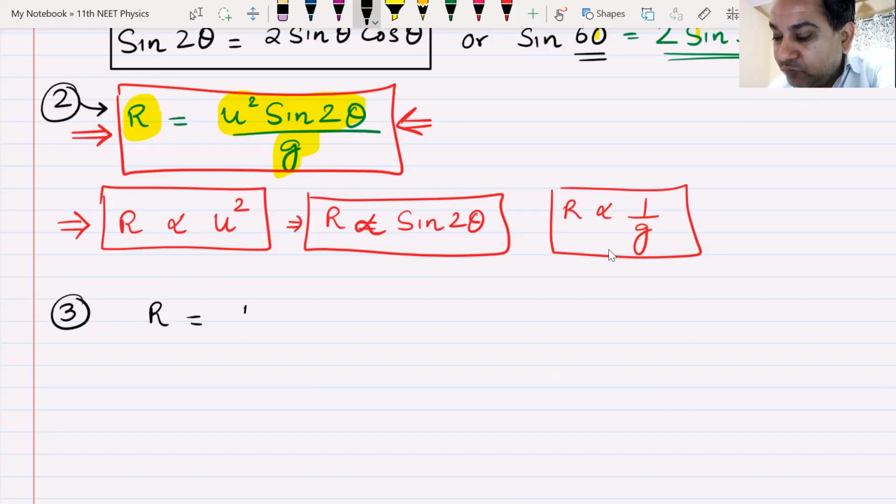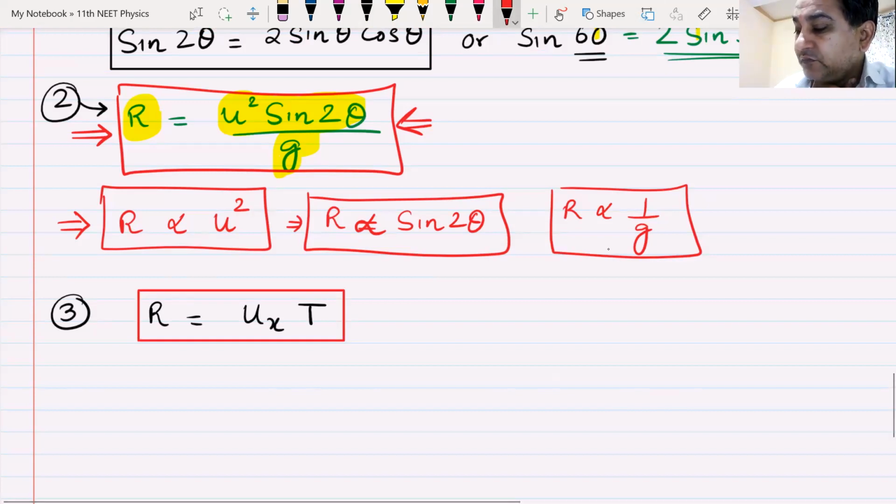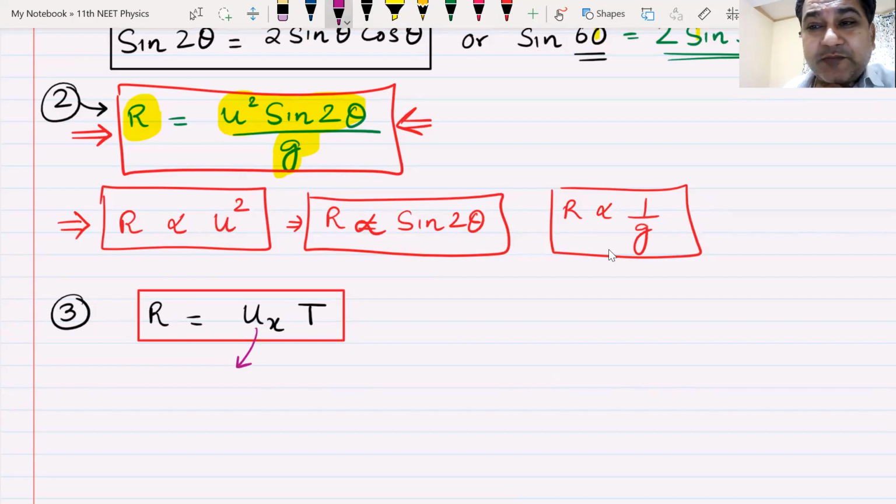Range R is equal to Ux multiplied by T. What is T here? What is Ux here? Anyone? Ux is the horizontal component of velocity, which was u cos theta, and T is the total time of flight.